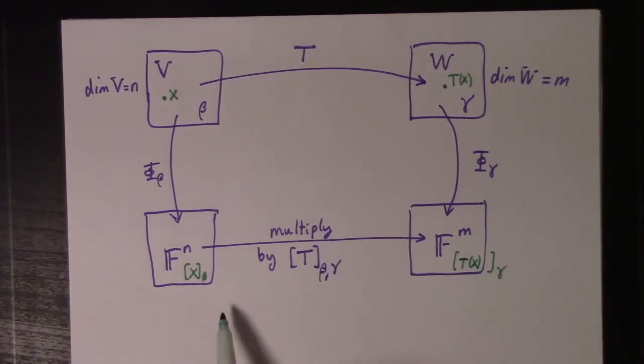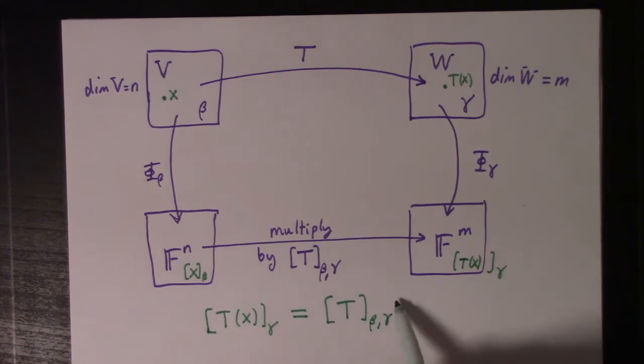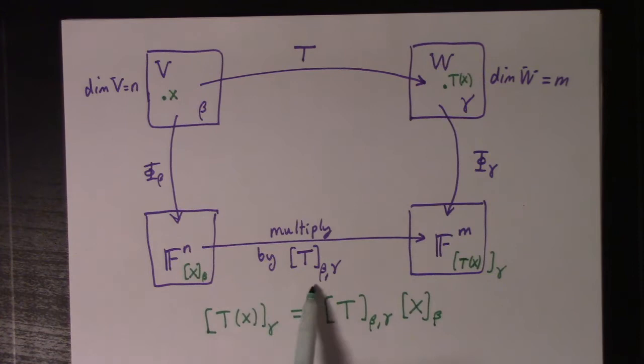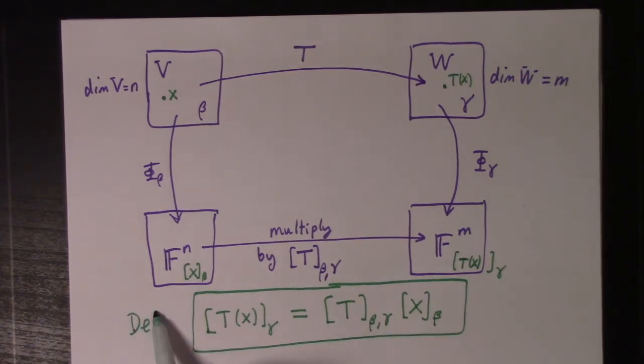Let me write it down. So what I'm saying is that T of x sub gamma should be equal to this matrix, which we're trying to understand how to define, like this, all right? So this is the matrix of T with respect to the beta gamma basis. It should satisfy this. This essentially is the definition. The only thing that hasn't been defined yet formally is this thing right here. This implicitly defines that. Now, let me be less implicit.